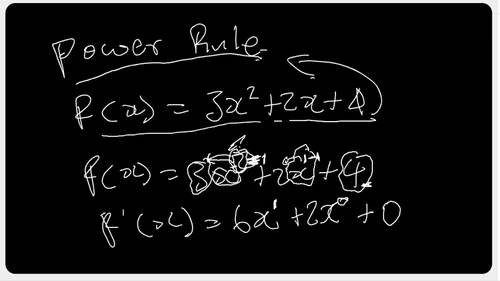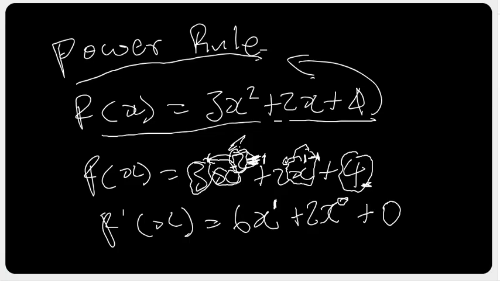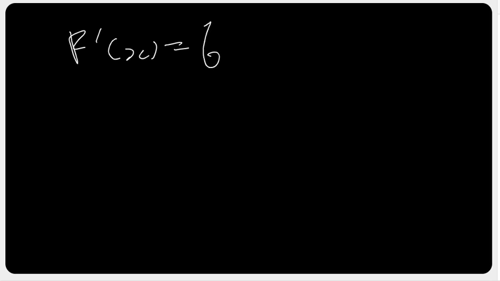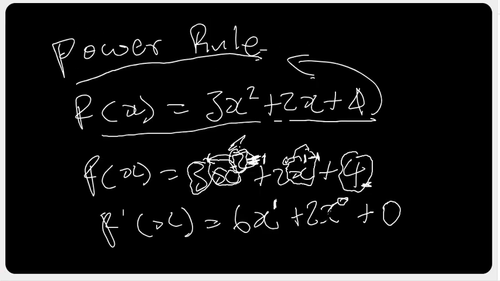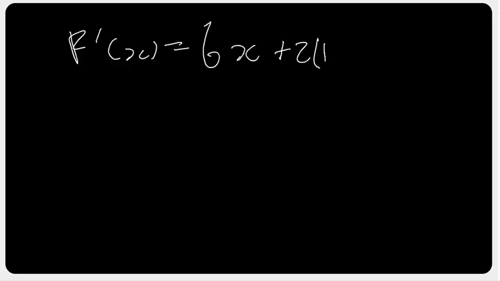Now moving forward, we are going to rewrite this and further simplify the derivative. We're going to have 6x, because 6x to the exponent 1 is actually 6x, and then we are going to add it with 2. And then what happens here now? X to the exponent 0 is going to give us 1. So it's 2 multiplied by 1. Any number to the exponent 0 is 1.